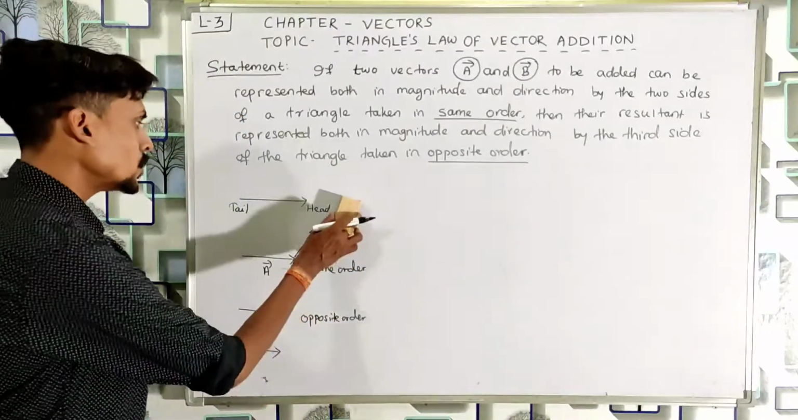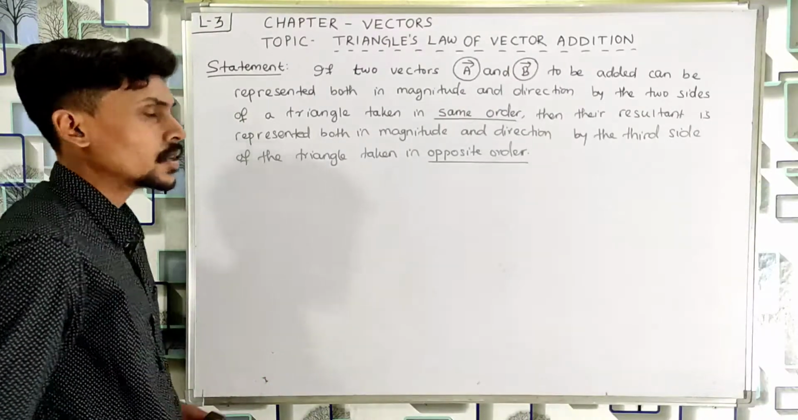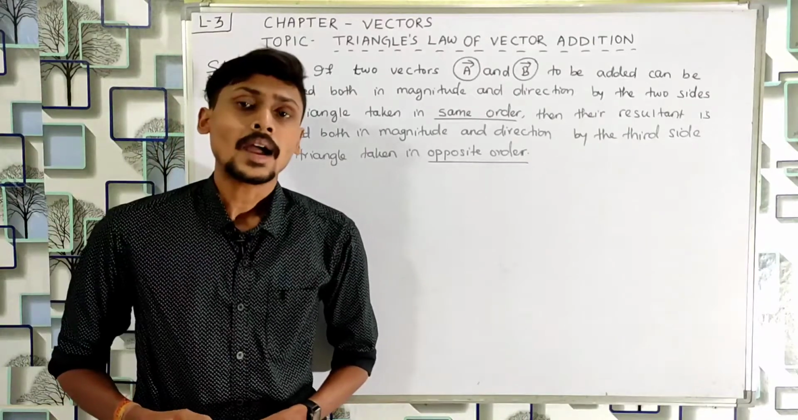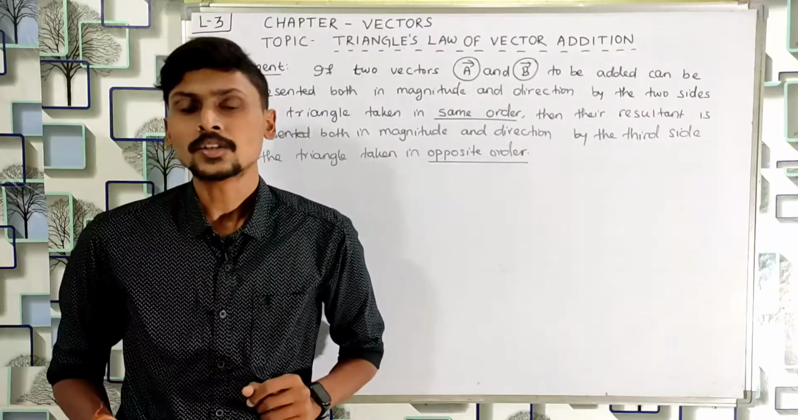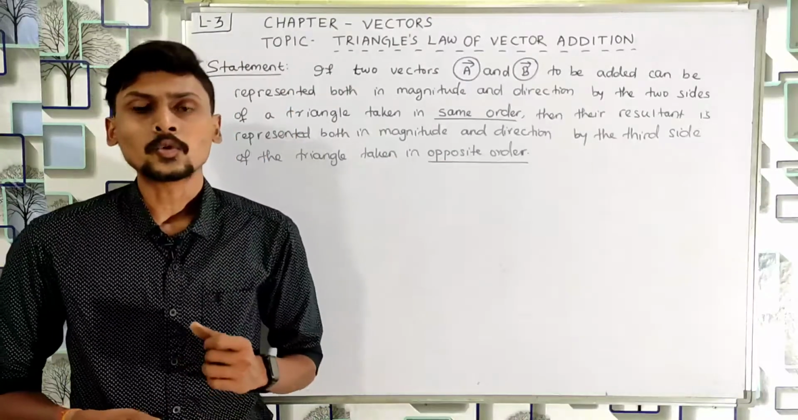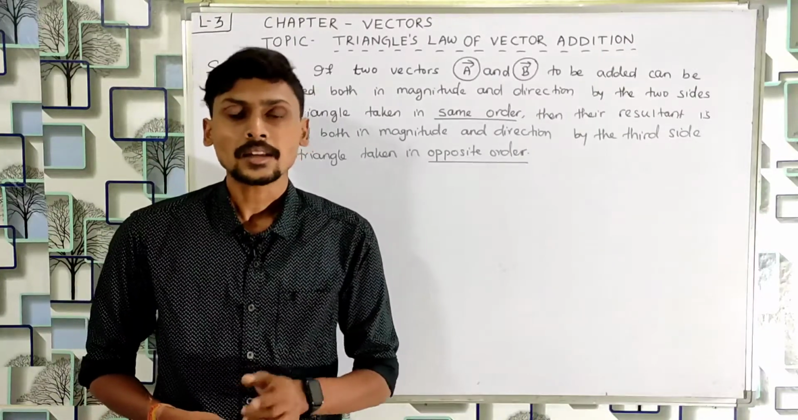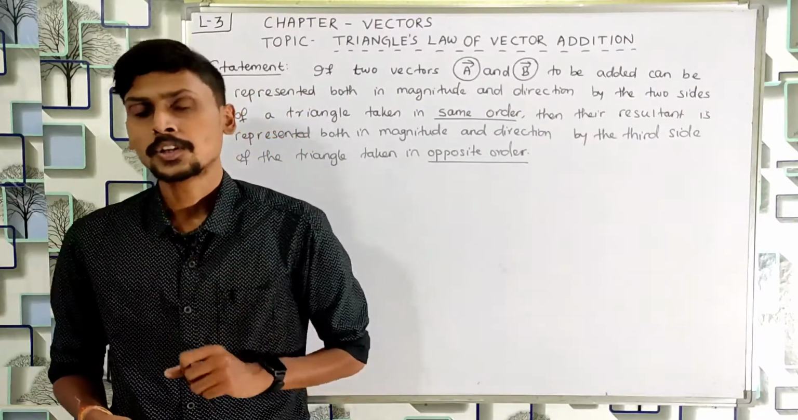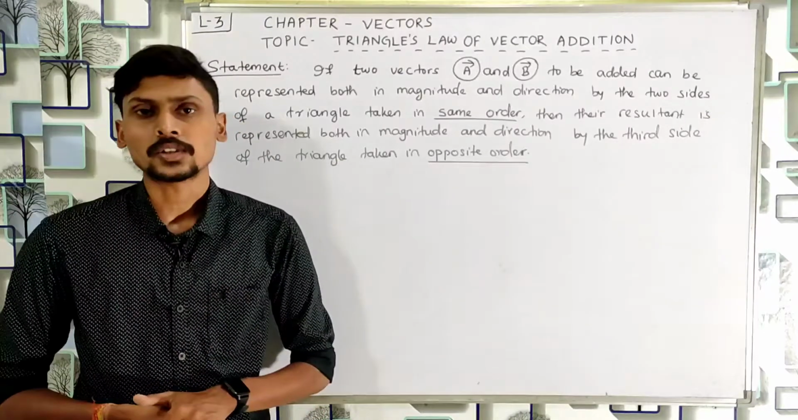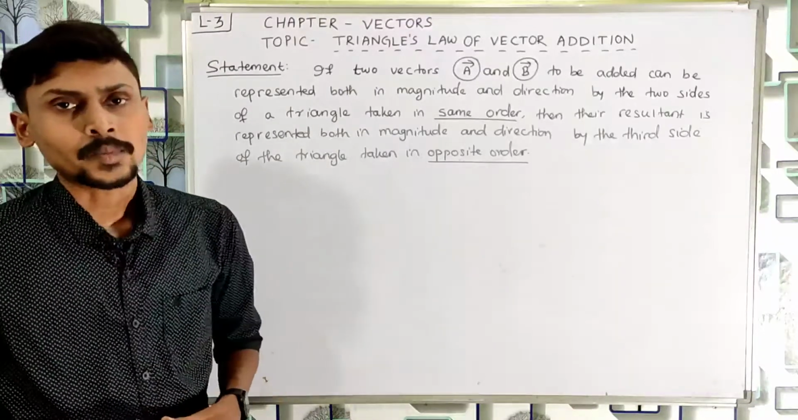So since the triangle has three sides, out of the three sides, two sides will represent the two vectors to be added, and those two sides should be in the same order, and the resultant of those two vectors will be represented by the third side of the triangle, and the third side will be in the opposite order. So this is the statement of the triangle law of vector addition. Now let us draw the diagram as per this statement.